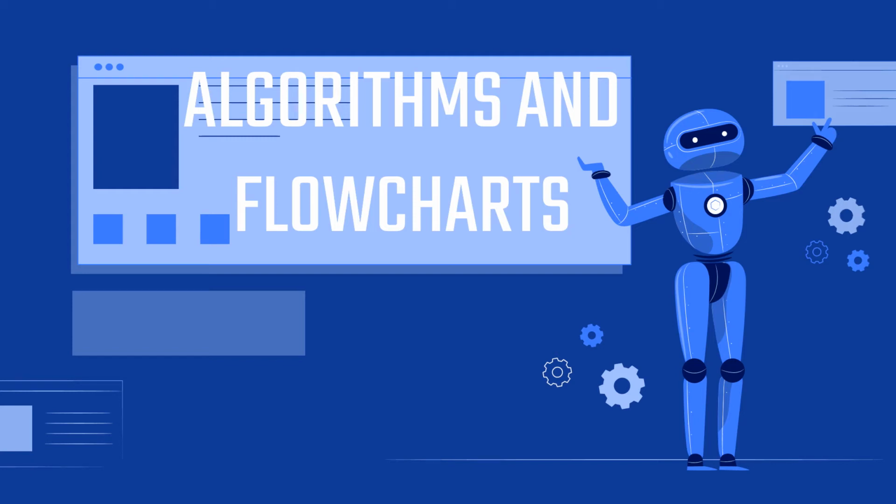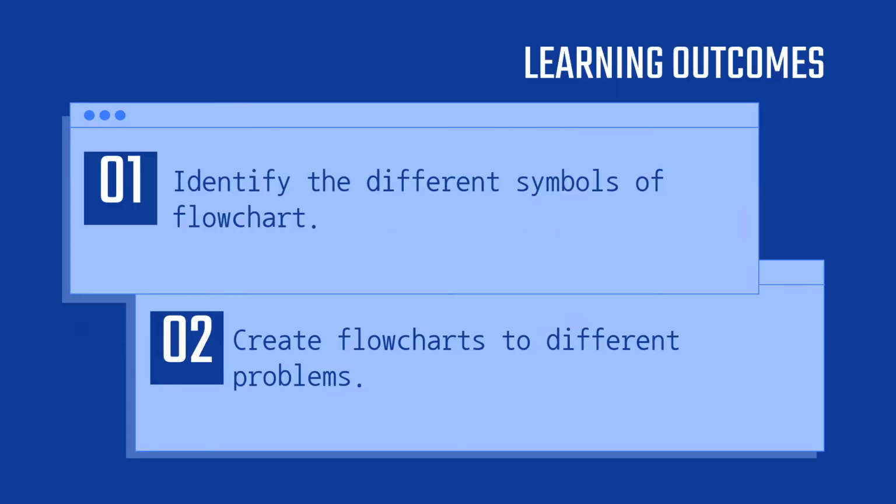to Basic Computer Languages. For our lesson 3, we will discuss algorithms and flowcharts. Learning outcomes. Number 1 is to identify the different symbols of flowchart. Number 2 is to create flowcharts for different problems.